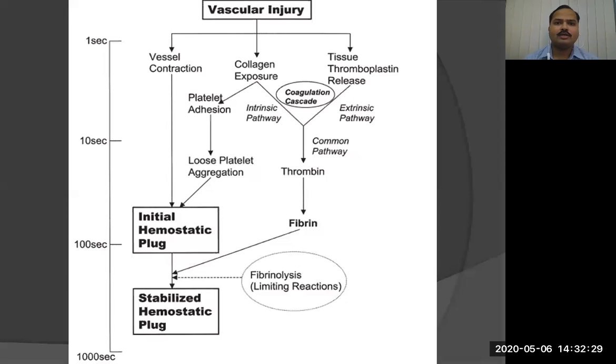Now with this video, we can easily identify how a clot is formed inside the vessel to stop the blood flow from that area where the vessel has been injured. Now there's a flow chart showing the vascular injury and the time taken for the blood clot formation and the hemostasis, the stabilized plaque formation. As per this flow chart, the initial hemostatic plaque takes about 100 seconds for the formation of fibrin and the initial hemostatic plaque. Then from 100 to 1000 seconds, it takes for the stabilization of the clot.